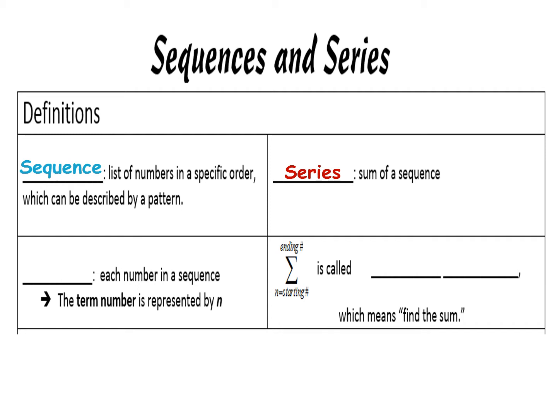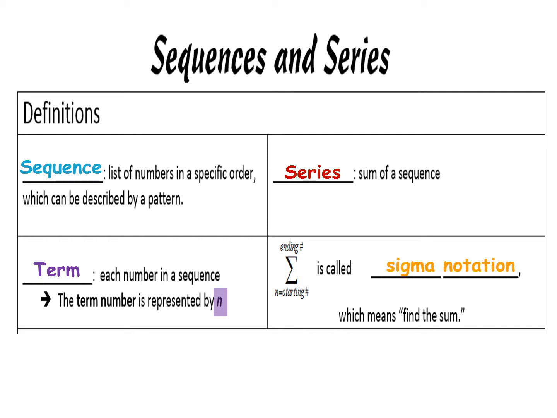A series is a sum of a sequence. So basically we're taking the numbers and we're adding them up. So that's a sequence and this is a series. A term is each number in a sequence, and the term number is represented by the letter n.